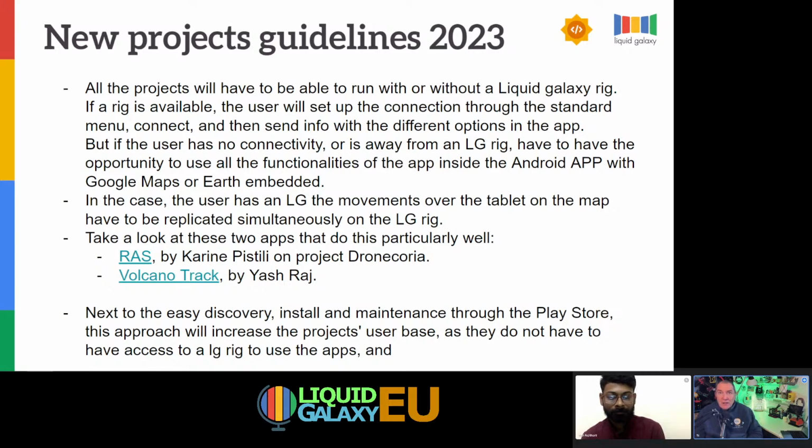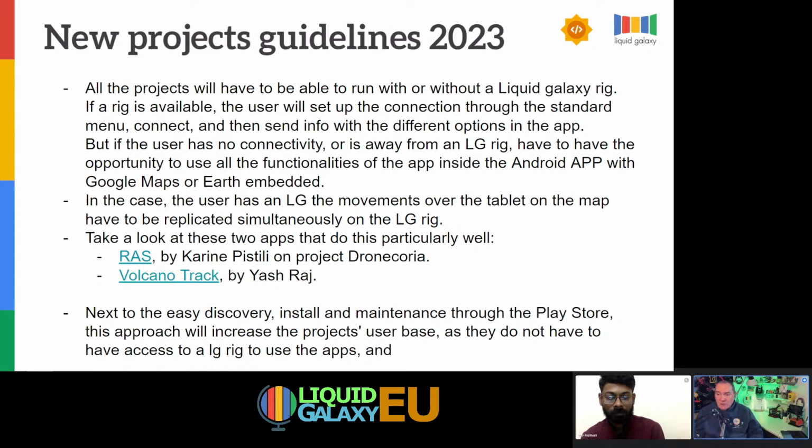This means that the application in the Android tablet will have a simultaneous view of the Google Earth application that runs on the cluster. On the cluster it will be seen across many screens, but on the tablet it will be seen only in a small part of the tablet, using Google Maps, Google Earth usually.